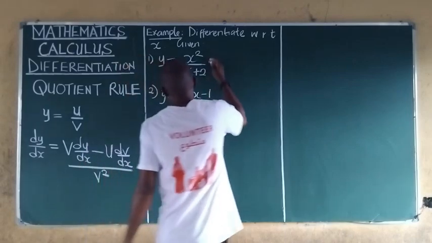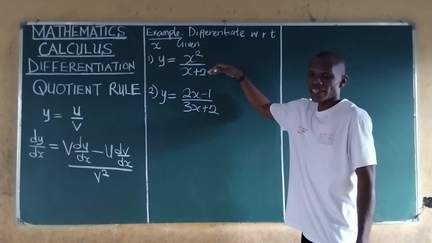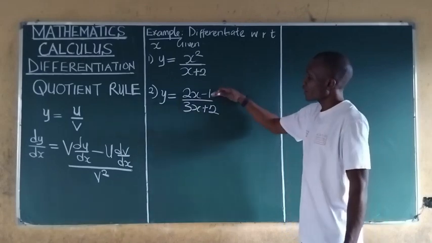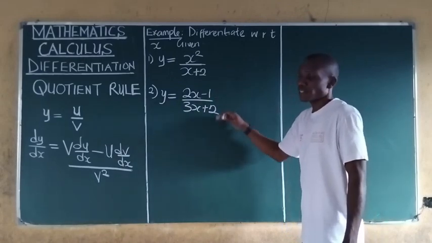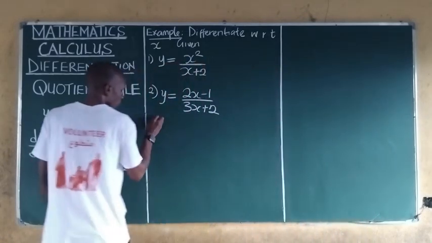So we have two equations here. If you see this equation, a function is dividing another function, so we use the quotient rule of differentiation. Here, a function is dividing another function. We also use the quotient rule of differentiation. Solution.